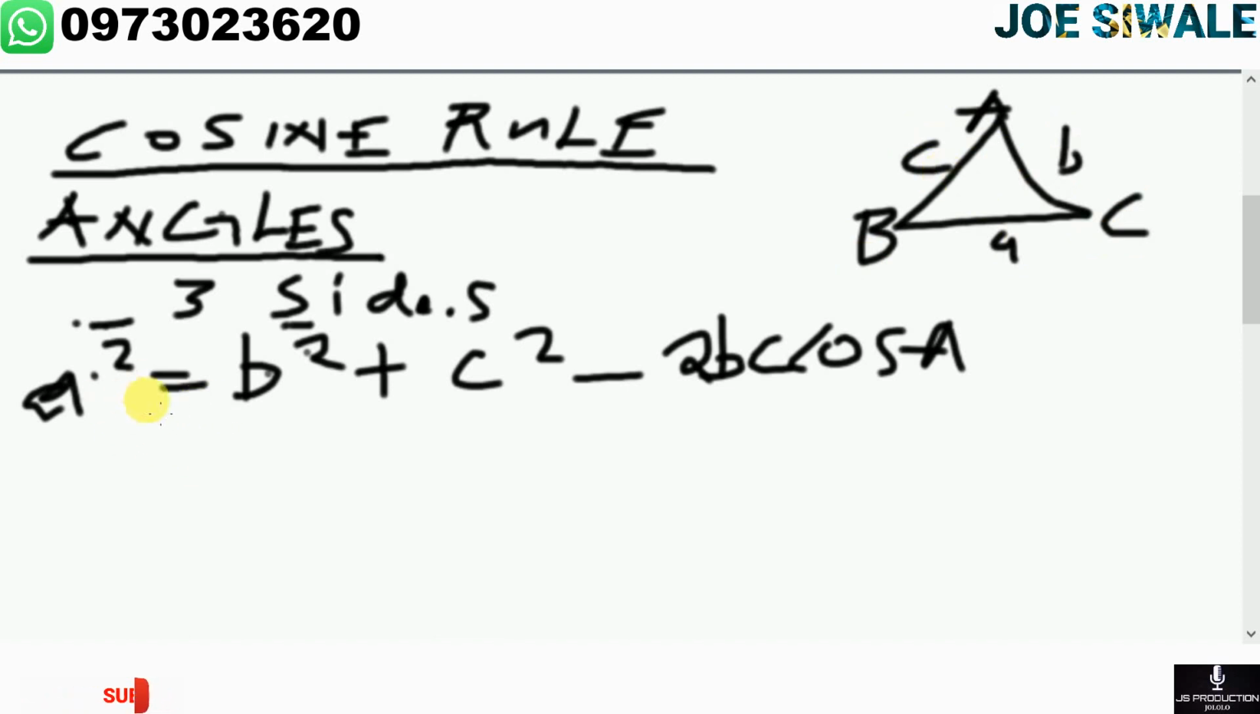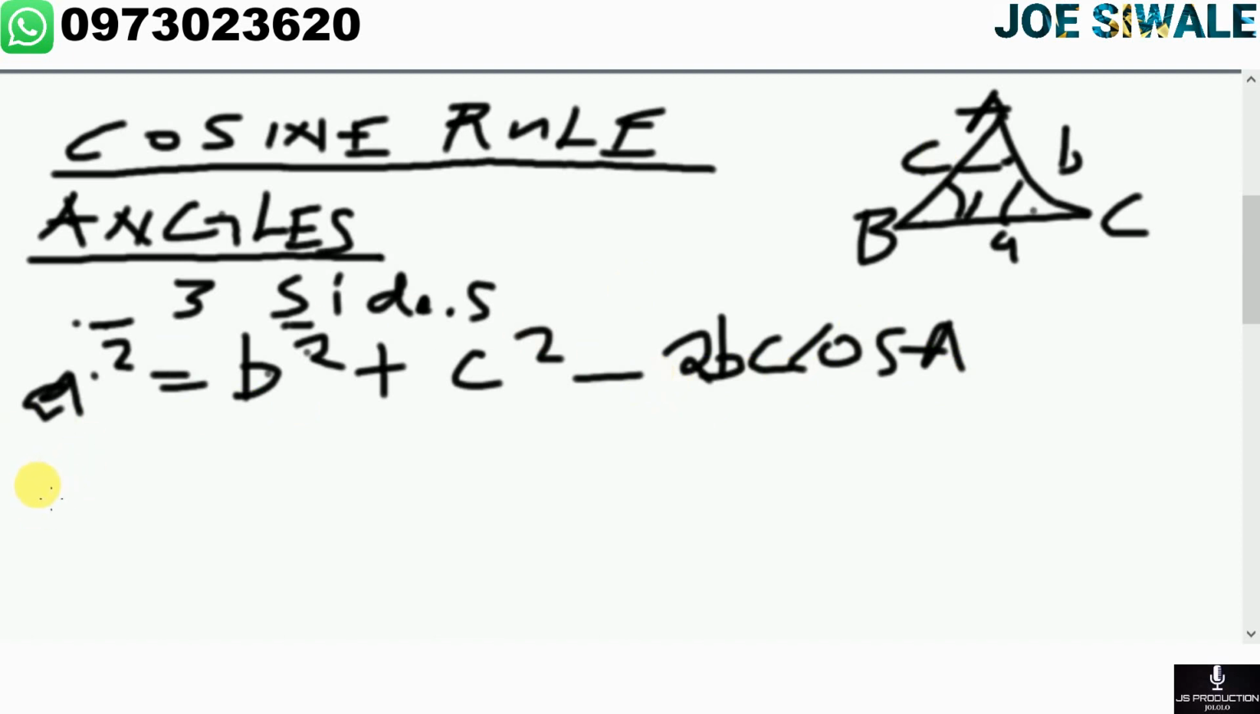But imagine that all these three sides we have been given: small letter a, small letter c, and small letter b. And for example, if you have been told to calculate the angle at B, or at C, or at A, this is what we are going to be doing in today's video. So for example, if you have been told to calculate the angle at A, the first thing that we're going to do is to transpose negative 2bc cos a to the other side of the equation. When negative comes to the other side of the equation, it will be a positive, isn't it?